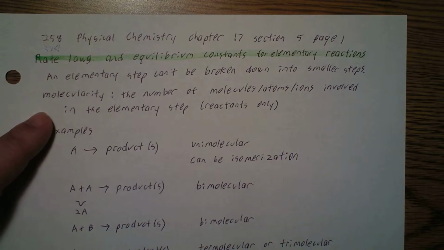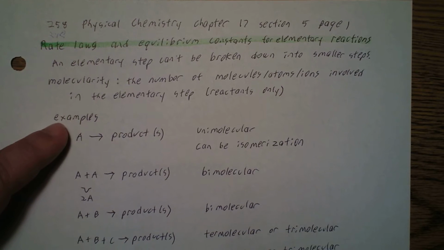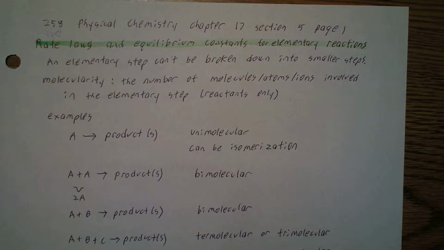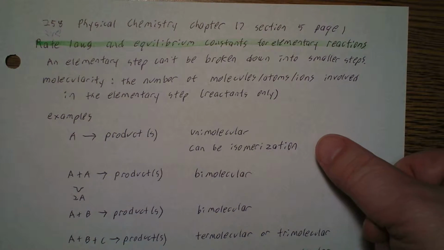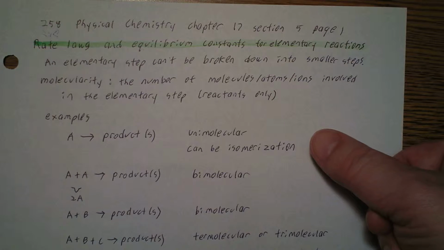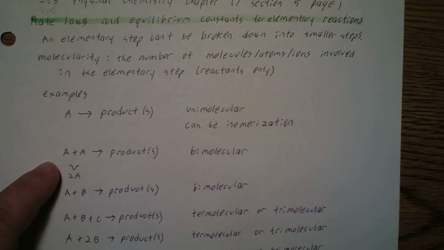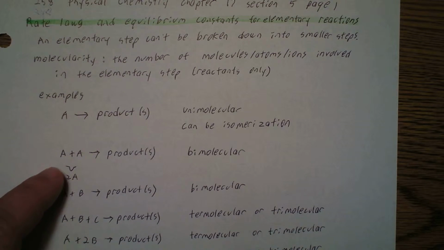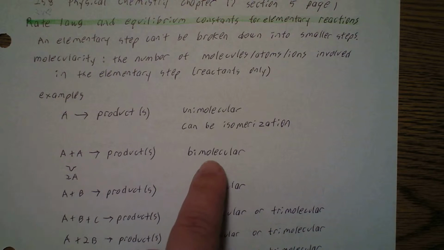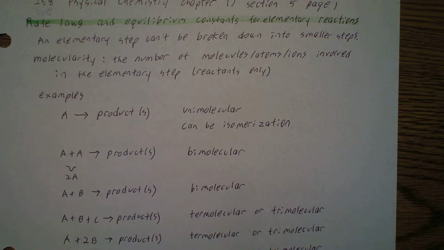We're talking about the reactants only. For example, A going to one or more products. This is unimolecular. This might be an example of a decomposition or isomerization. That would still count as a reaction. We could also have A plus A, or just 2A, going to one or more products. Then we would say this is bimolecular.